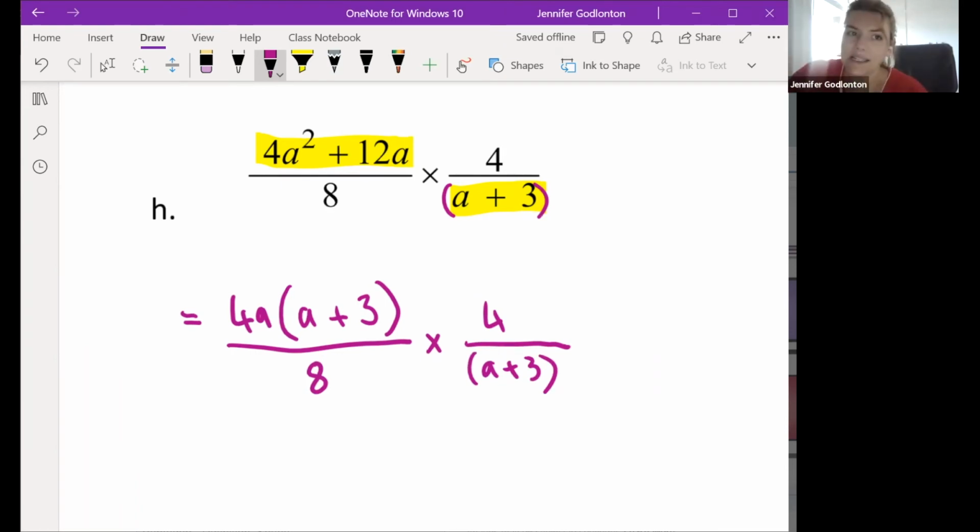So all I did in that first step was factorize. That's the only thing I did. Now the next thing I can do is start looking at what can cancel. All right, now we can always cancel tops and bottoms.